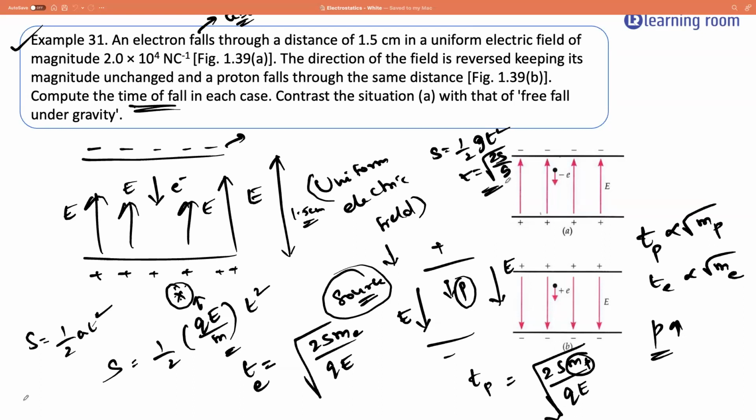In the case of gravity, mass does not play an important role at all. What is important? The distance the object is traveling and the acceleration under which it is traveling, the acceleration due to gravity. That is why the next part of the question says to contrast the situation with that of free fall under gravity. What would have happened under free fall conditions? They both are going to travel the same.